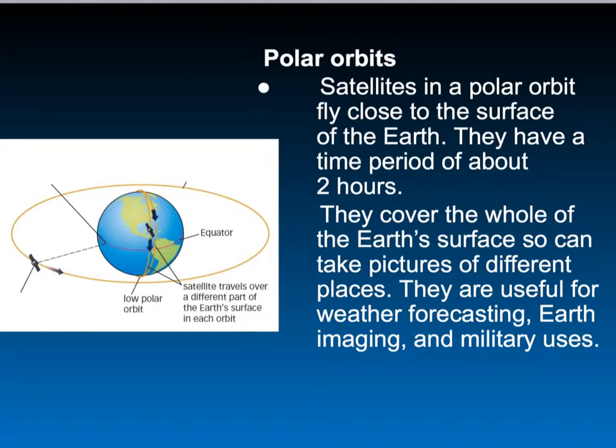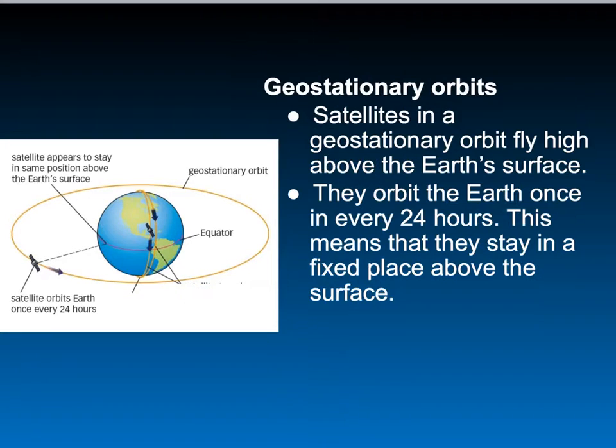Okay, so the type of orbit that a satellite has determines what job it will do. Now, some polar orbit satellites can fly extremely close to the Earth and can have a time period of about 2 hours. So they can sweep out the entire surface of the Earth in a very short period of time. These satellites are really useful for weather forecasting, so looking at the weather patterns in the atmosphere, for imaging the Earth, so mapping, and also for military uses such as spying on other countries.